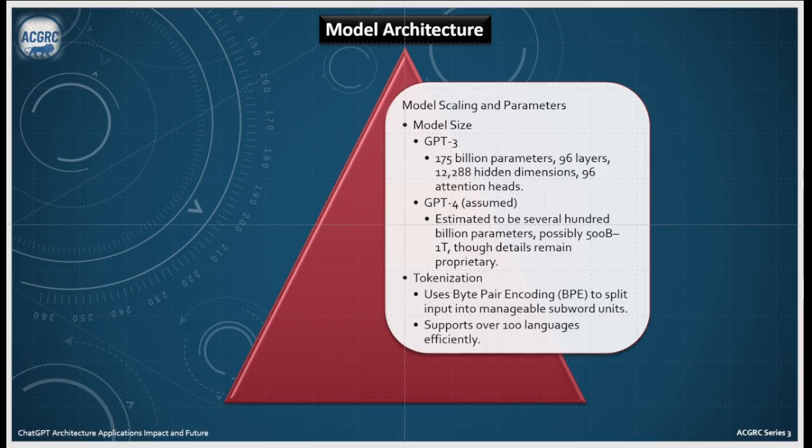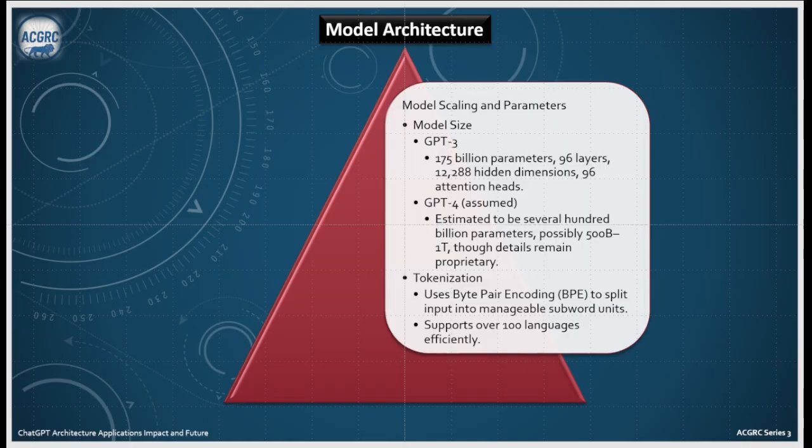When you see 500B-1T in the context of ChatGPT or large language models like GPT-4, it refers to the number of parameters in the model, meaning 500B is equal to 500 billion parameters. 1T is 1 trillion parameters. Parameters are internal values, weights and biases, that a neural network adjusts during training to learn from data. They are like the knowledge bits the model uses to understand patterns, relationships, grammar, facts, reasoning, etc.